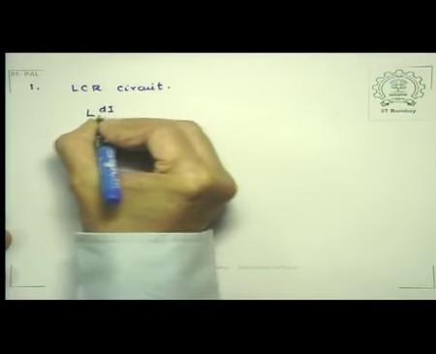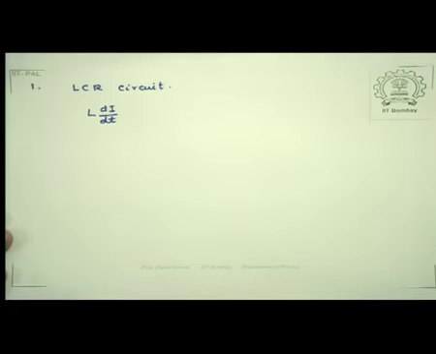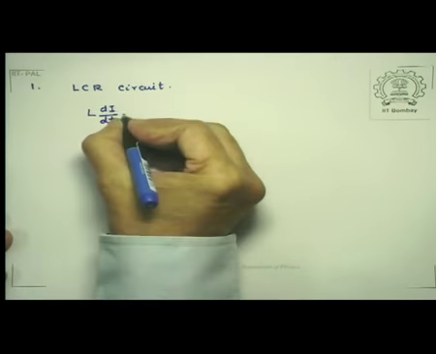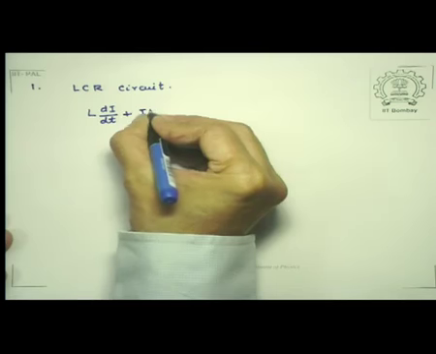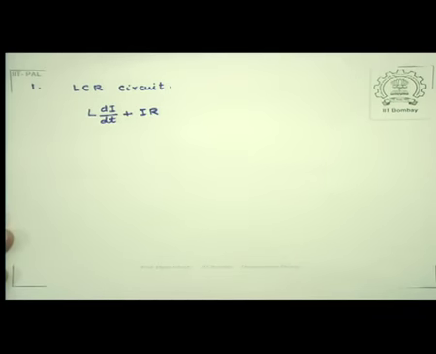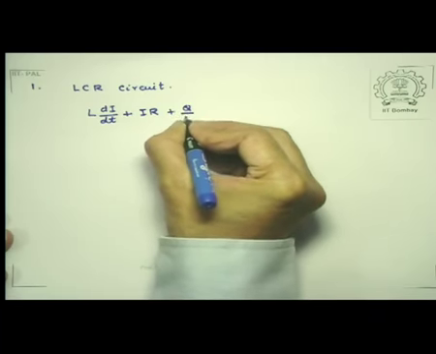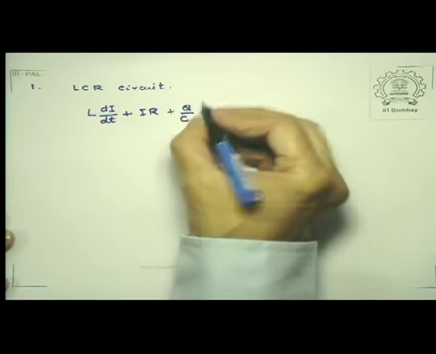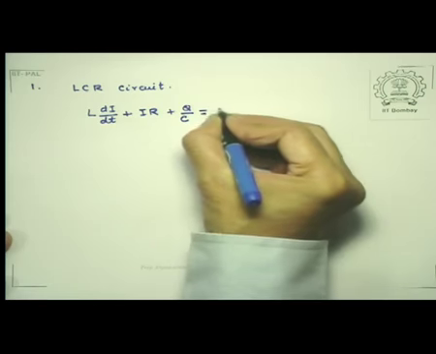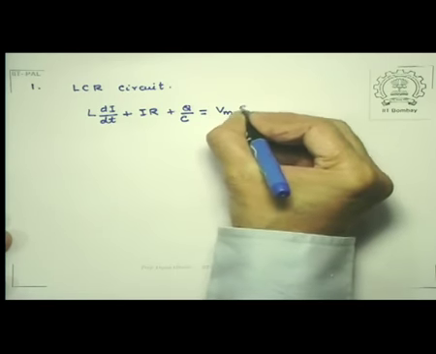This was done by converting the loop law of Kirchhoff, which for an LCR circuit would be L di by dt, which is the back EMF due to the inductance, plus I times R, which is the voltage drop on the resistance, and the capacitance voltage drop, that's Q by C, that's equal to the applied voltage Vm sin omega t.